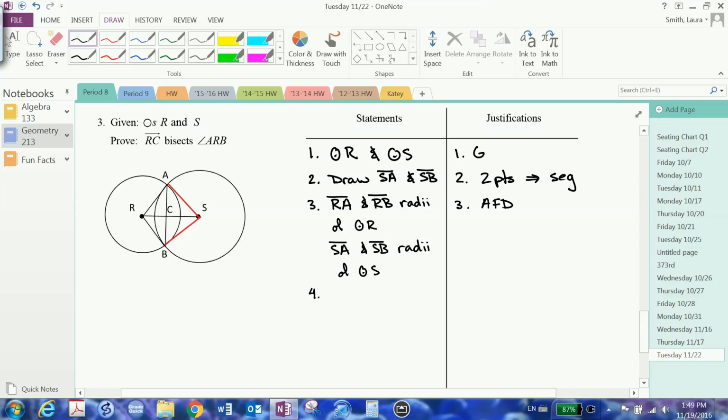And now that we know they're radii, we could say that RA is congruent to RB, and SA is congruent to SB, because radii of a circle are congruent. Being careful, right? We said RA to RB because those are the radii of circle R. SA and SB because those are the radii of circle S. Okay? Great, let's mark some of that on the diagram.